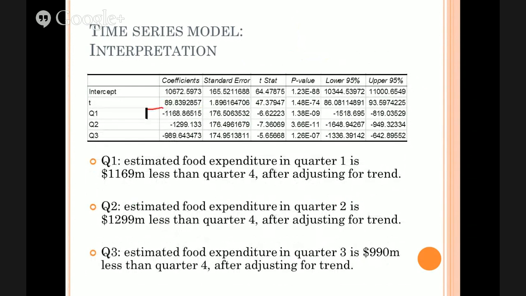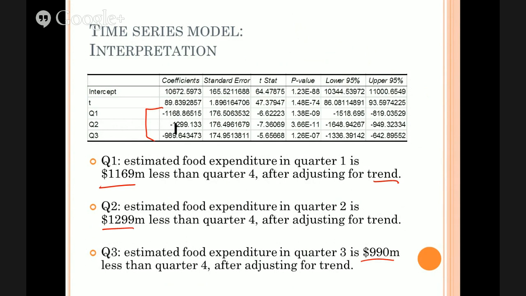What do these things here tell us? Well, they're just like multiple category dummy variables that we've interpreted in previous videos if you've been watching others. Essentially, they're telling you how the quarterly expenditure on food behaves in this particular quarter compared to the base quarter, which is quarter 4. So in quarter 1 of each year, you spend 1169 million less than quarter 4 after allowing for trend. In other words, holding other X's constant, remember that language. In quarter 2, you spend 1299 less, and in quarter 3, you spend 990 less.